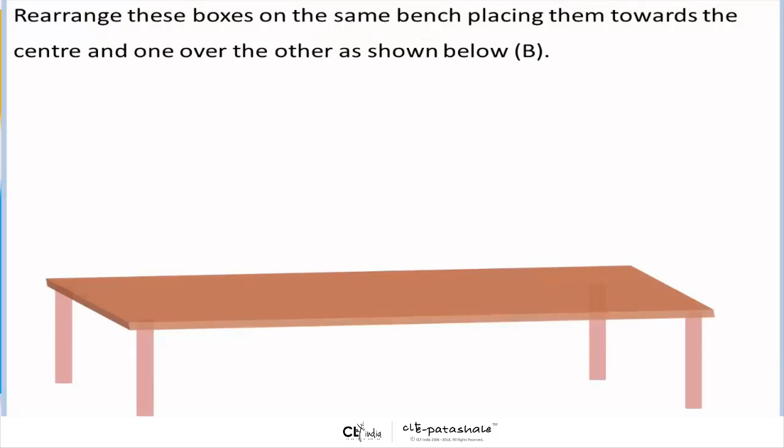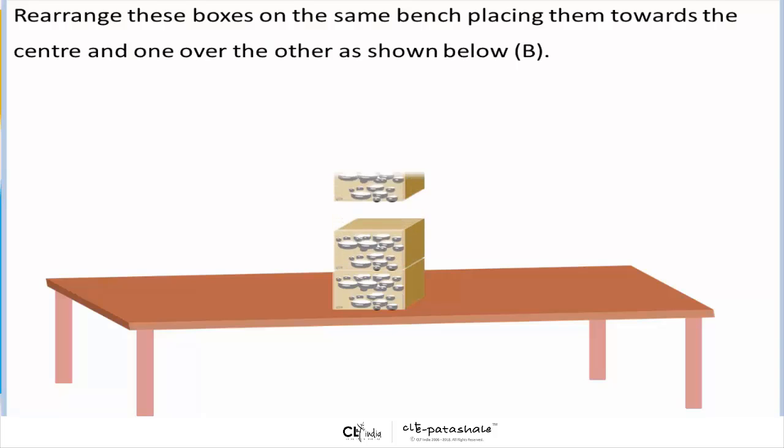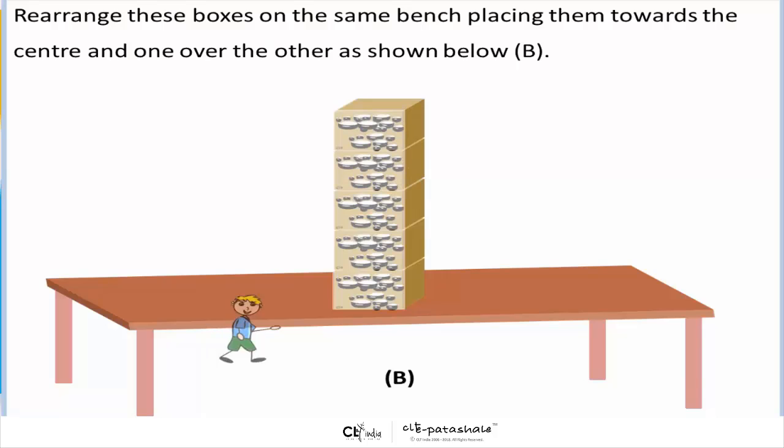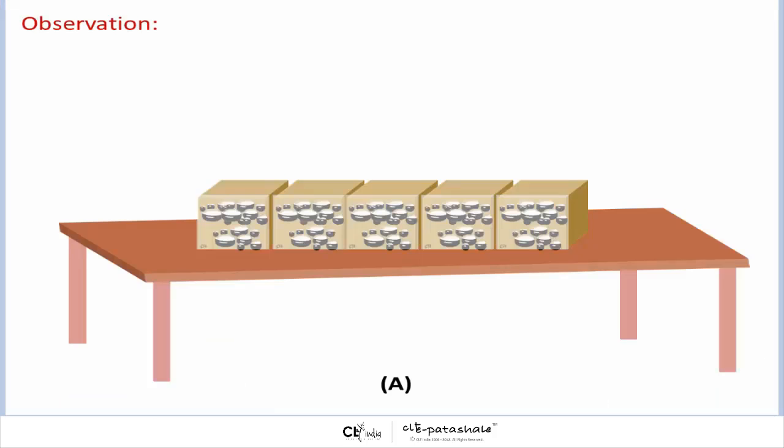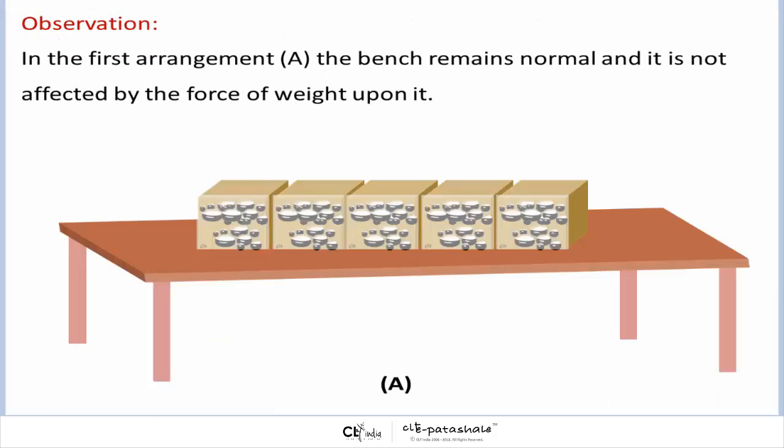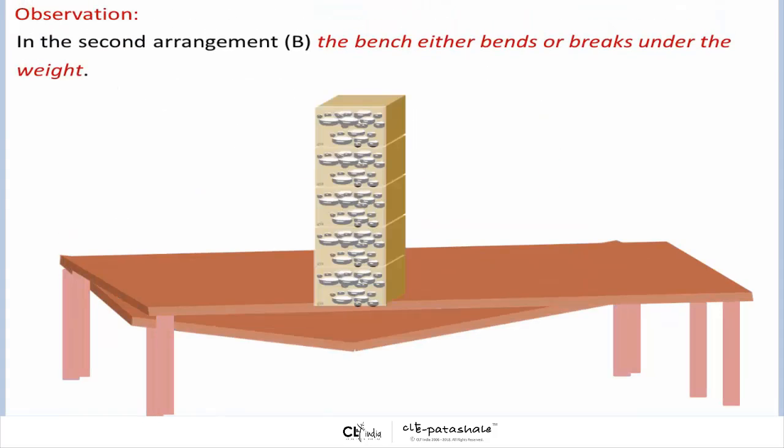Now rearrange these boxes on the same bench, placing them towards the center and one over the other as shown below in figure B. Note, children, the impact of boxes on the bench. What do you observe? In the first arrangement A, the bench remains normal and it is not affected by the force of weight upon it. But in the second figure we observe the bench either bends or breaks under the weight.